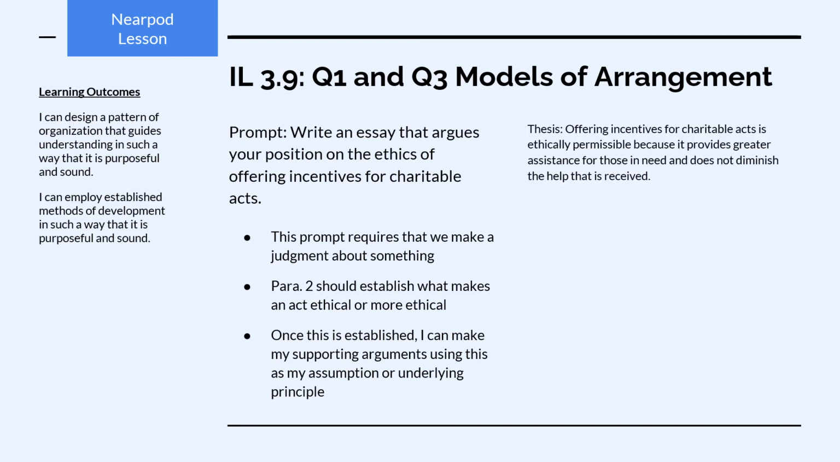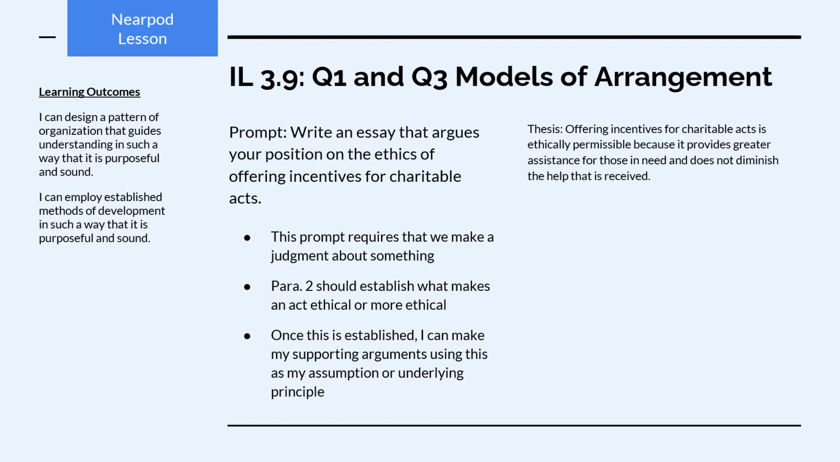So I might start with this as my thesis statement. I say start, I mean just starting my planning. I wouldn't want to start my essay with my thesis. So here's my thesis. Offering incentives for charitable acts is ethically permissible because it provides greater assistance for those in need and does not diminish the help that is received. Notice how in my thesis statement there, I've only got 2 supporting premises. That's because I only plan to have 2 supporting argument paragraphs.